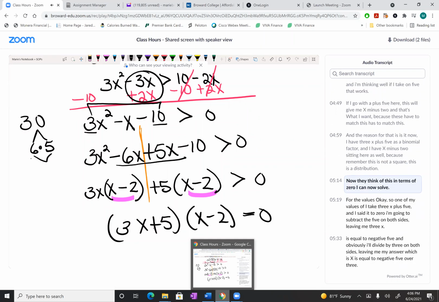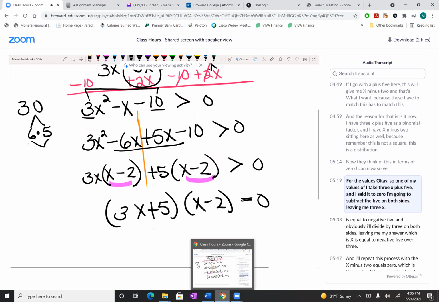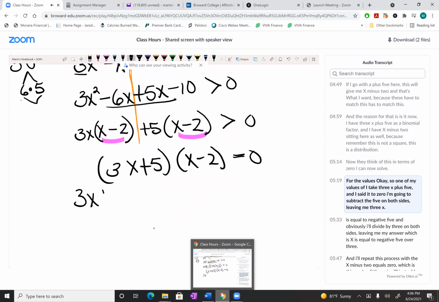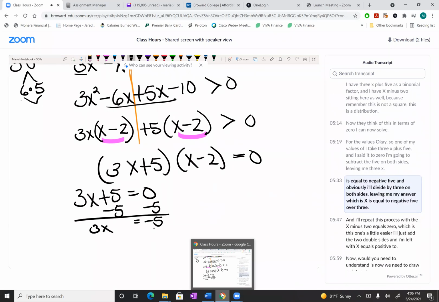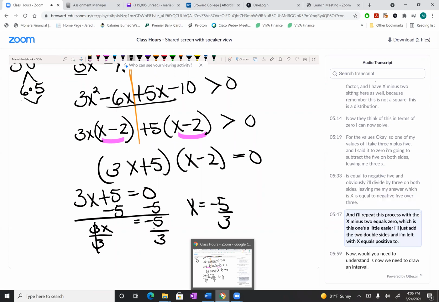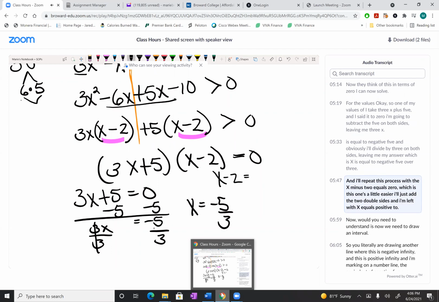Now, if I think of this in terms of 0, I can now solve for the values. One of my values, if I take 3x plus 5 and set it to 0, I'm going to subtract the 5 on both sides, leaving me 3x is equal to negative 5. And obviously I'll divide by 3 on both sides, leaving me my answer, which is x is equal to negative 5 over 3. I'll repeat this process with x minus 2 equal to 0, which is a little easier. I'll just add the 2 to both sides, and I'm left with x equals positive 2.